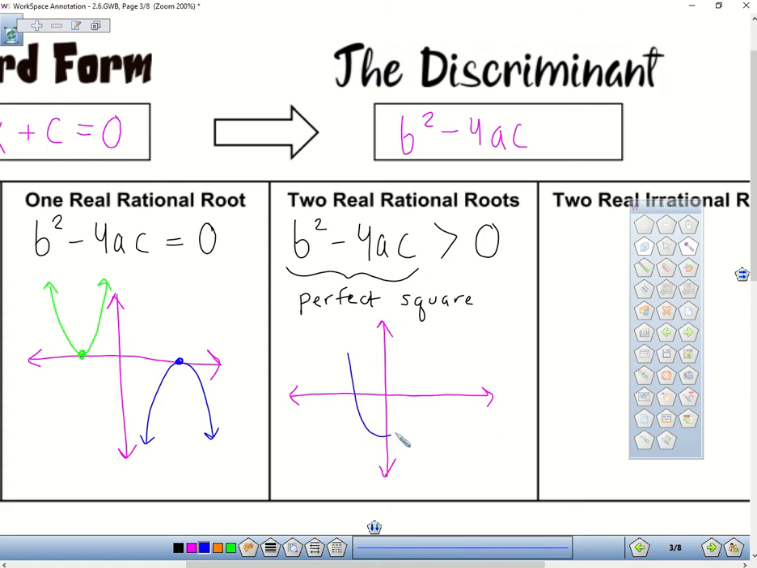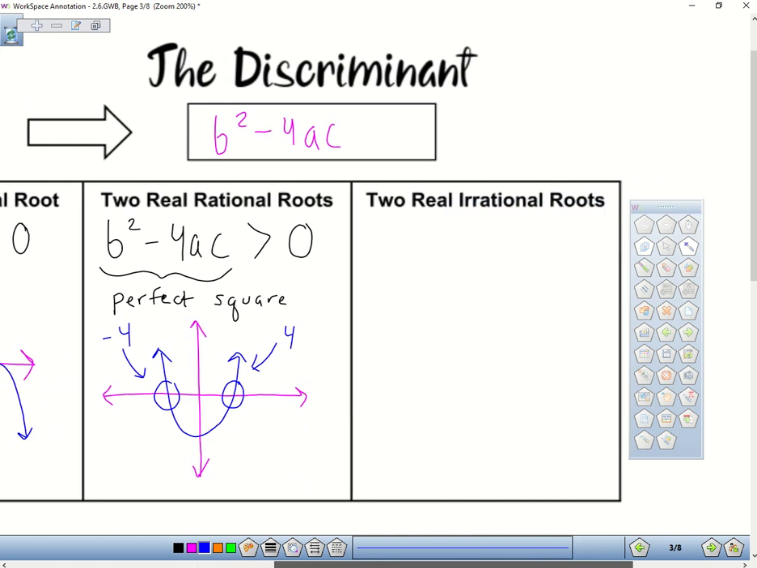And how this looks on your graph is it's going to hit the x-axis twice, and the points that it hits the x-axis at are going to be just regular whole numbers, something like -4 and 4. It could be like 1/2, something that's rational, not a crazy decimal or a square root of something we can't fully calculate without a calculator.